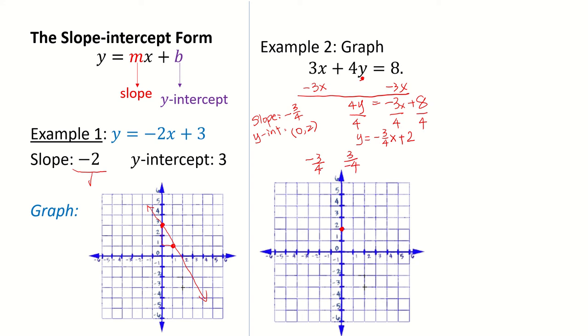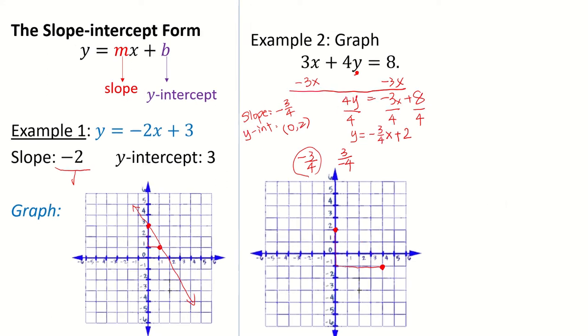So if you see it as -3 over 4, that means your rise is -3. That means you will go down by 1, 2, 3. That's your rise. Your run is +4, so you go in the positive direction of the x-axis by 4. 1, 2, 3, 4. So you end up with your second point. Connect those 2 points, you will have a line.